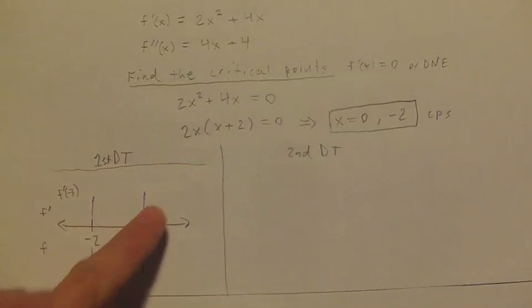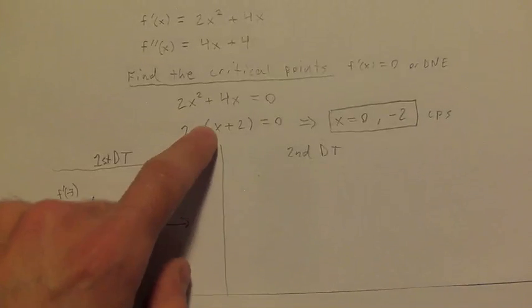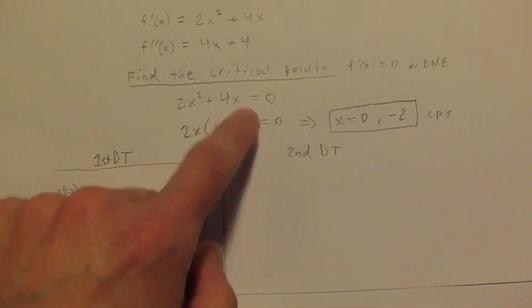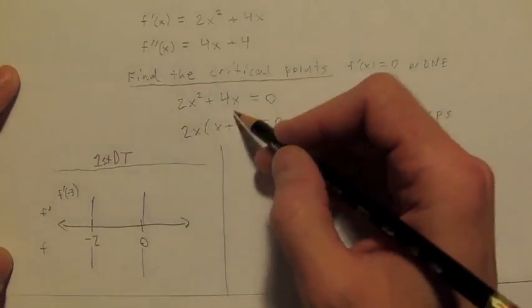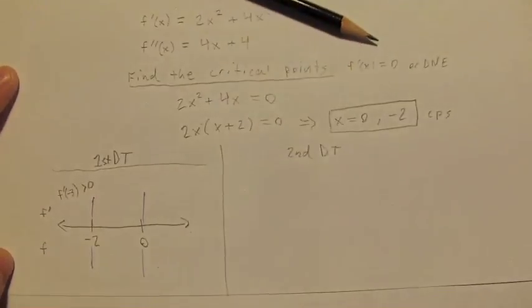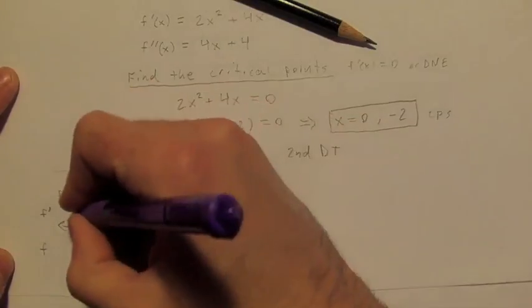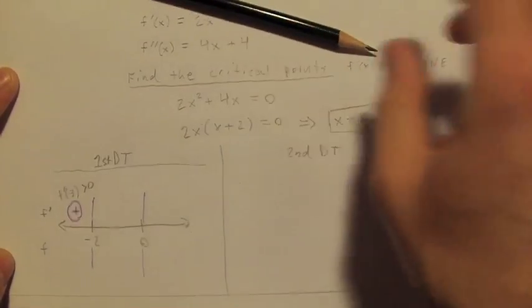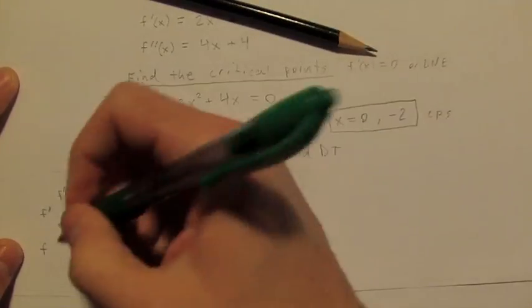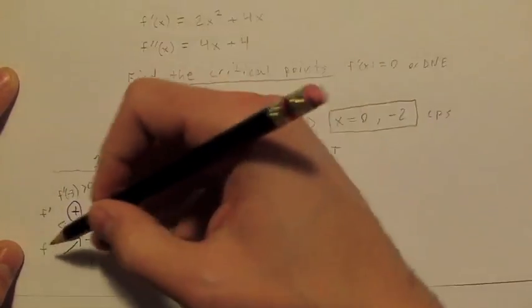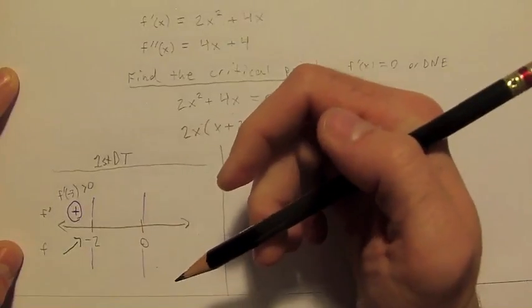So if I put in -3, this is negative, and then -3 plus 2 will also be negative. So I have a negative and a negative. So this ends up being a positive. Which means that f is increasing from -infinity to -2.